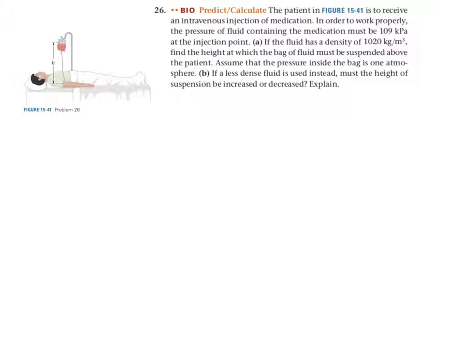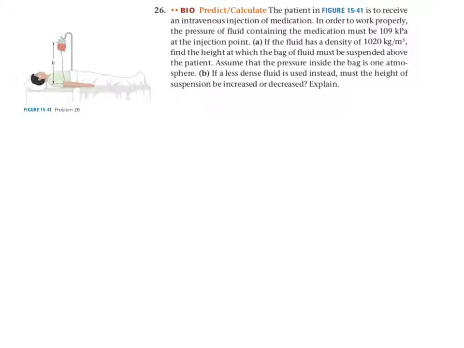Chapter 15, number 26. The patient in the figure is to receive an intravenous injection of medication. In order to work properly, the pressure of the fluid containing the medication must be 109 kilopascals at the injection point. If the fluid has a density of 1020 kilograms per meter cubed, find the height at which the bag must be suspended above the patient, and assume the pressure inside the bag is 1 atmosphere. And then, if a less dense fluid is used instead, must the height of the suspension be increased or decreased?